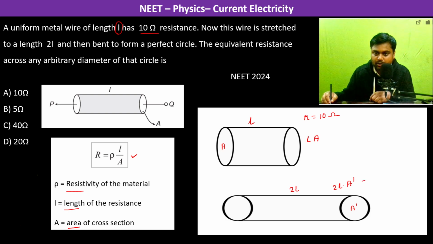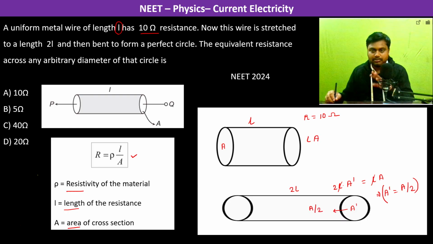So therefore we equate it. So this is equal to L into A. So simply A dash becomes A upon 2. So the area of cross section has reduced to A by 2. Now what is the resistance of this?